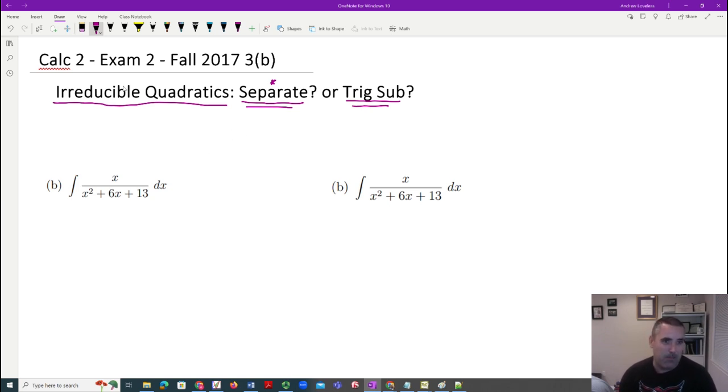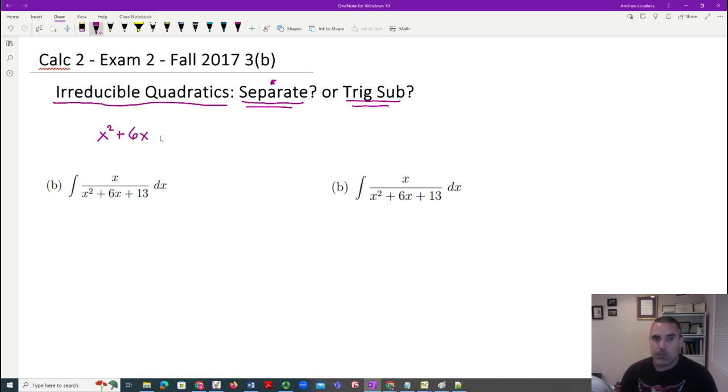Hope this is interesting. So first off, in this case, it looks like a partial fractions problem. It doesn't look like a trig sub problem because there's no square root. But there's this darn middle term, this 6x. But we've learned how to handle that.